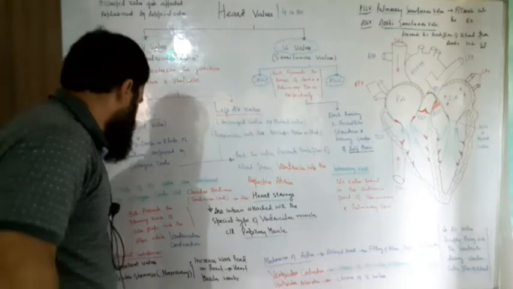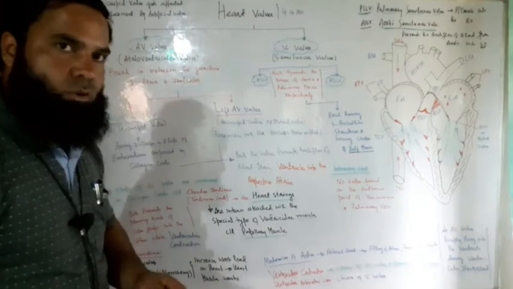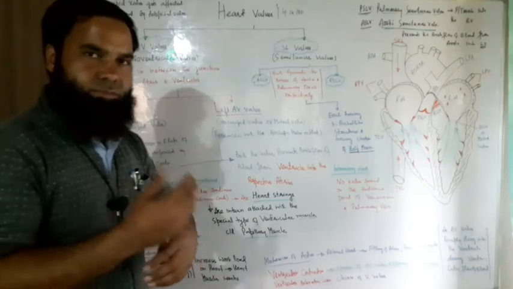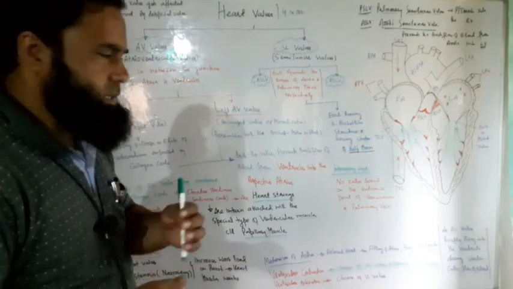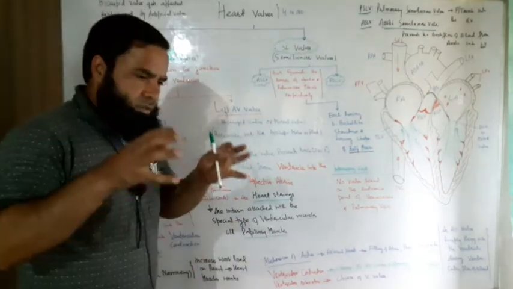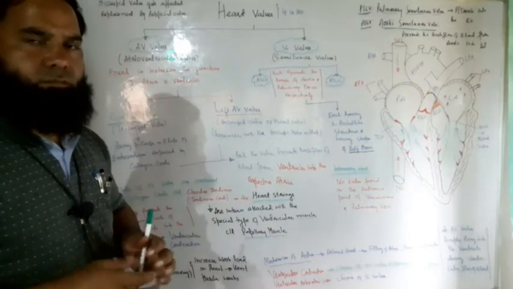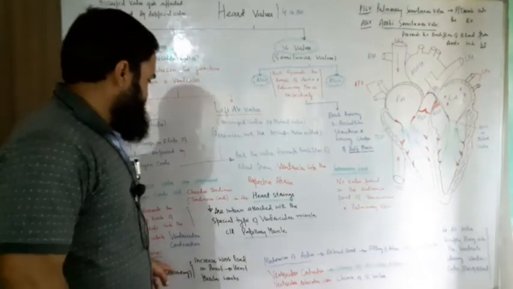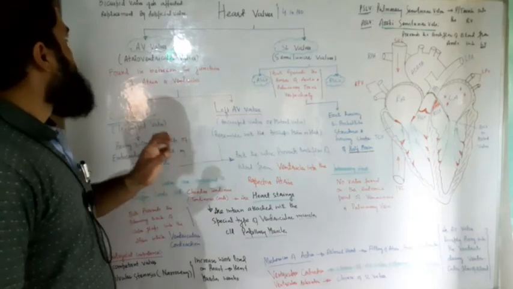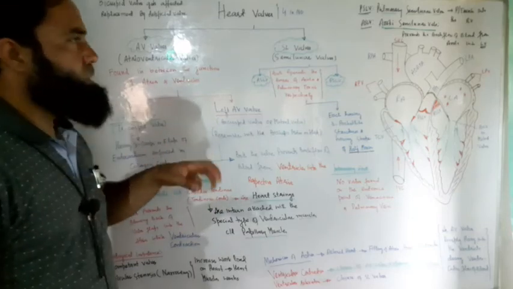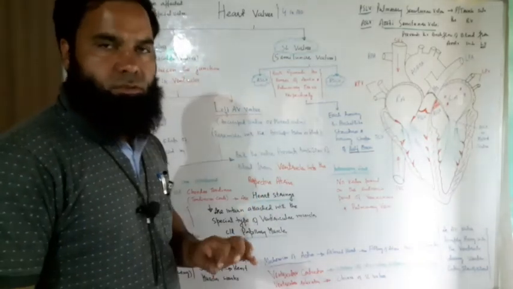Similarly, another pathological condition is called valvular stenosis, the narrowing of the valves, which takes place due to stiffening of the valves or due to the deposition of calcium salts, etc. What happens? There is an increased workload on the heart, and the heart muscles get weakened. These two problems can be prevented with the help of replacement of the AV valves by artificial valves.